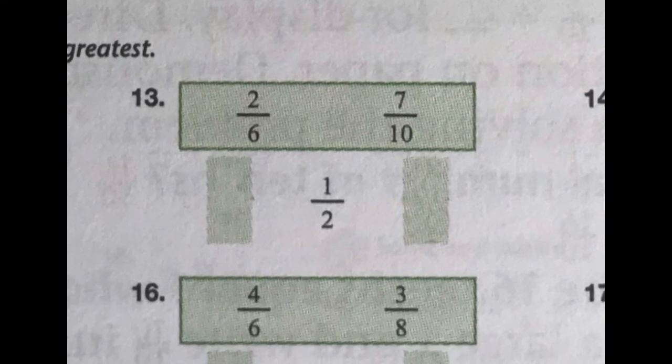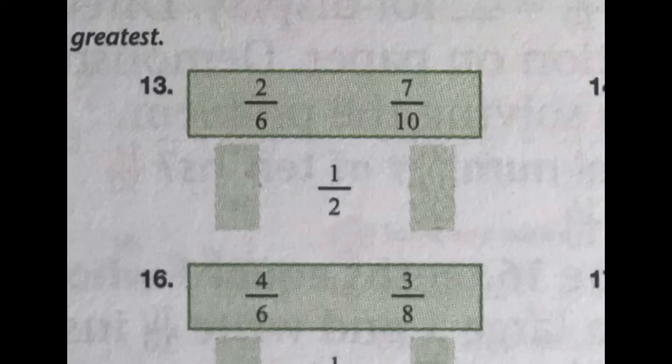Okay, let's focus on number 13, 1/2. So this is our middle number. Well, half of anything divided by 6 would be 3/6. So this 2 is less than the 3. So this would go right here before it, I mean, it's less than a half. So we're going to put that here.